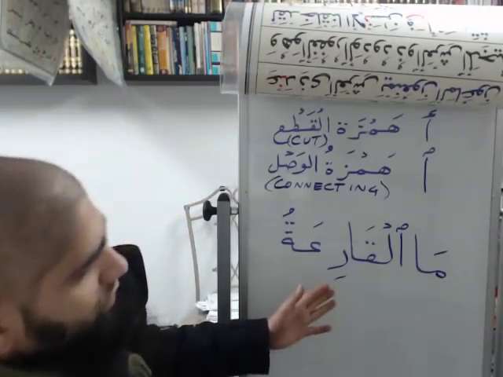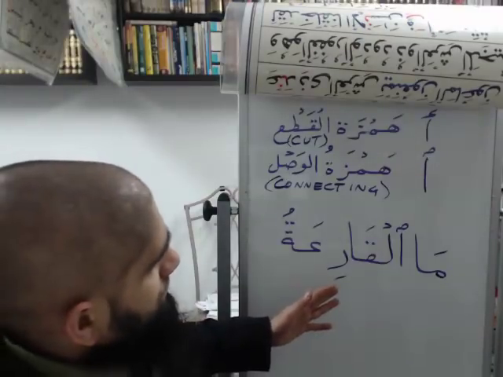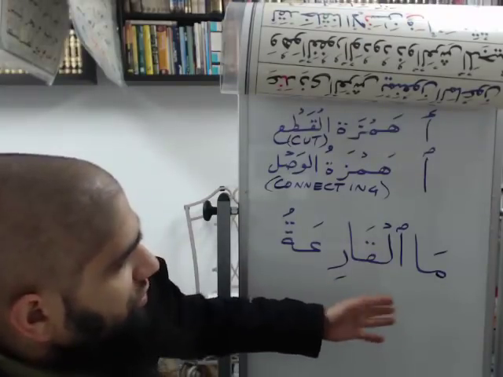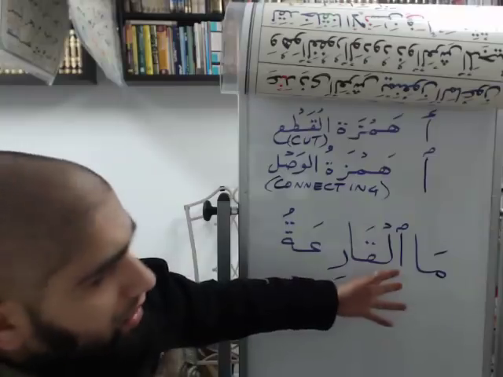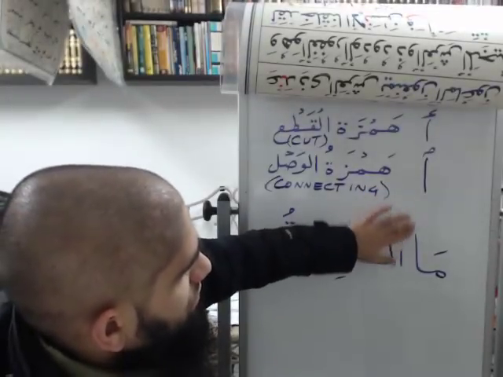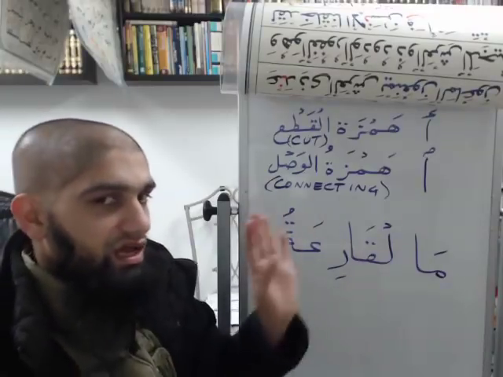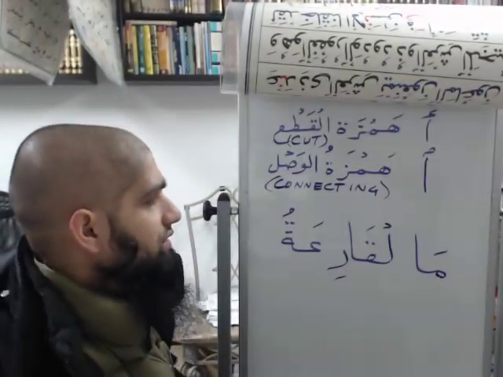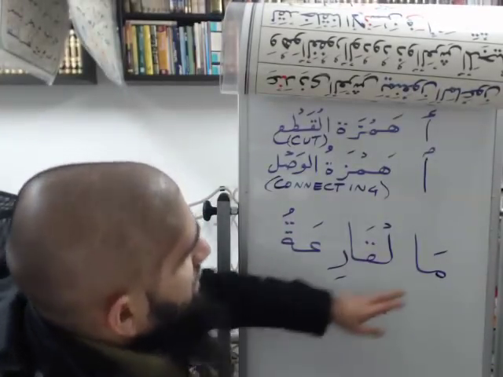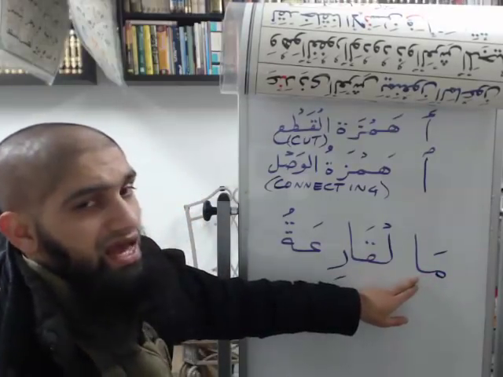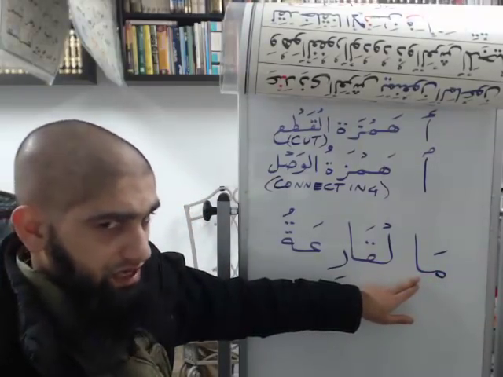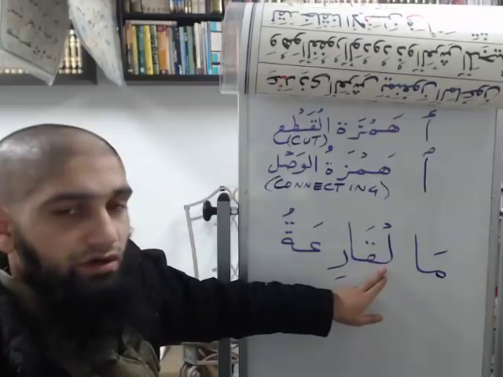Now, look at this word. Question: is this Hamzatul Wasl in the middle? Yes. So, let's take it out, because of course we're not going to read it. It's part of the word, but we're not going to read it. So, remove it. Now, let's say, Mim Fatha, Alif Sukoon, Ma. Now, you tell me how you're going to read this.